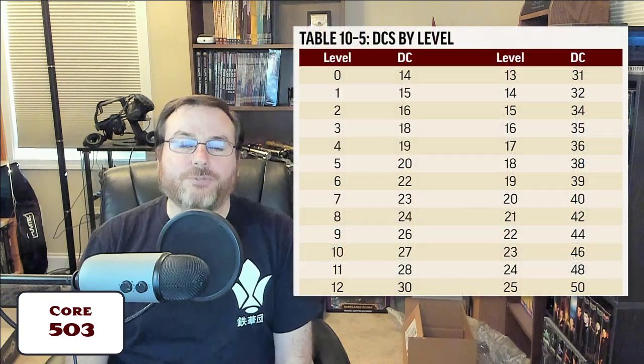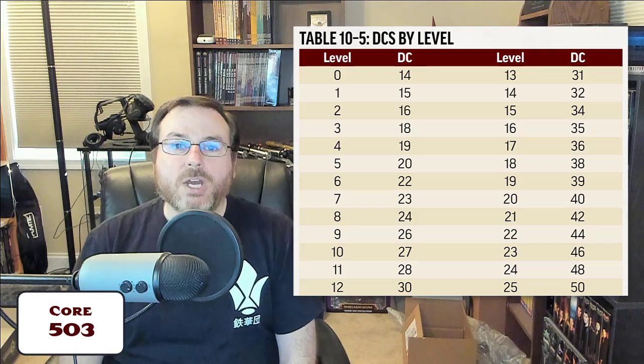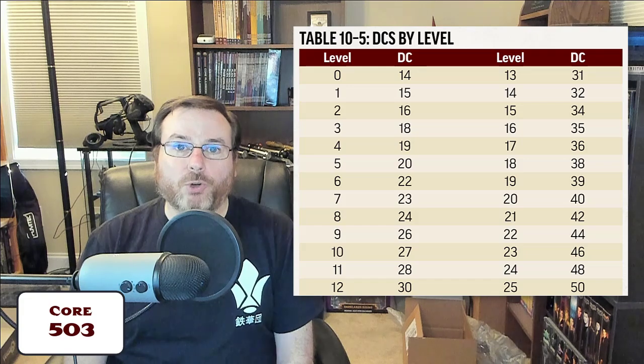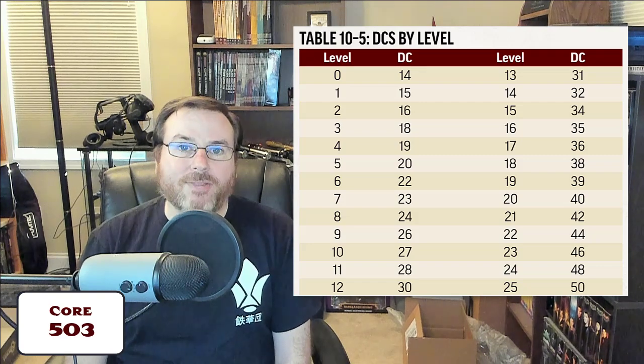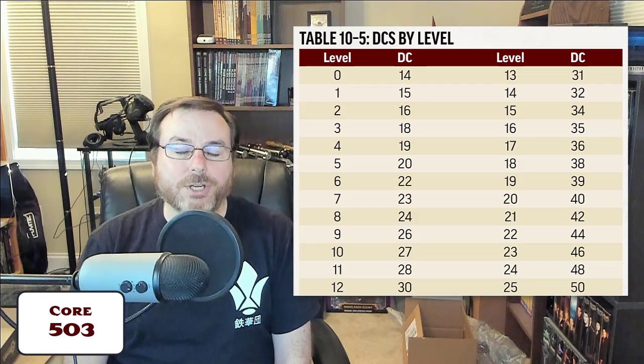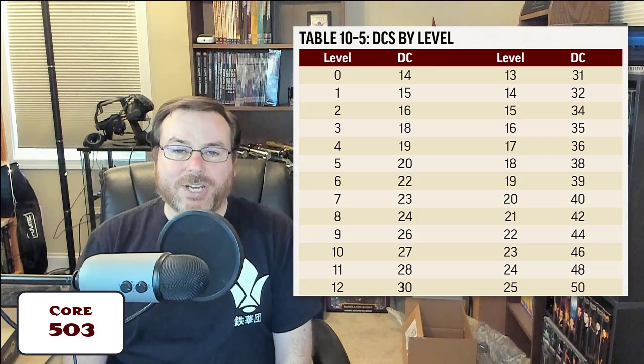on a level. So if you check out page 503 in the core rules, there is a table there, table 10-5, that breaks down the standard DCs by level. So anytime you have a player who wants to do something and it's interacting with a creature, an object, anything that has a level associated with it, then the easiest thing to do is to look up that level on this chart, find out what the listed standard DC is, and use that as a starting point.